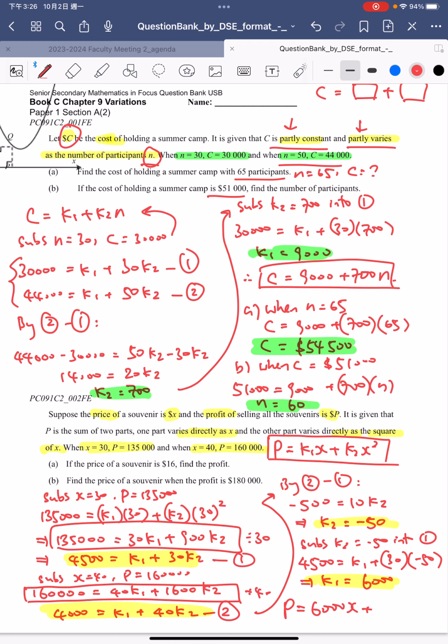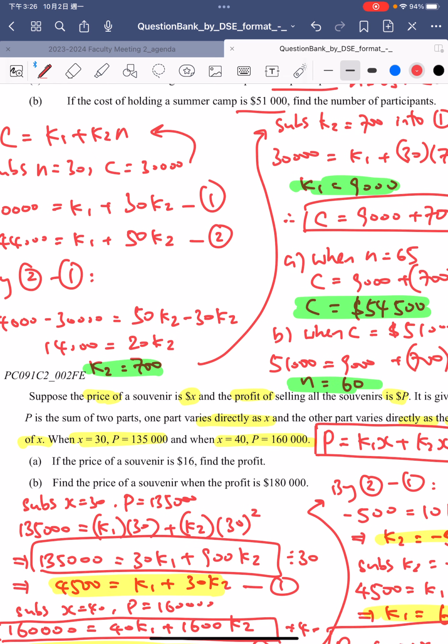And we get the value of K2, which is negative 50, so we minus 50x squared. So that's our relationship between the X and P. The question A is asking, if the price of the souvenir is 16, so the price is X, and now we have X is equal to 16, what's the profit, so what's the value of P?